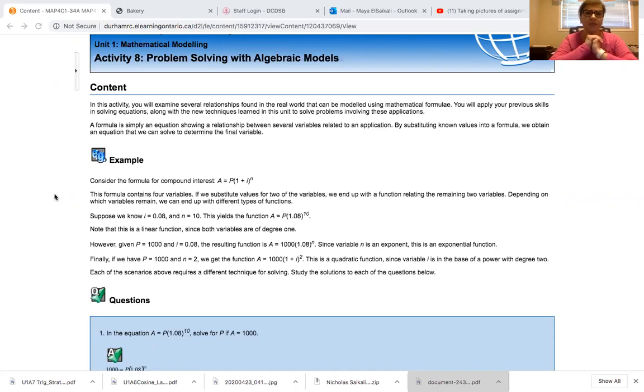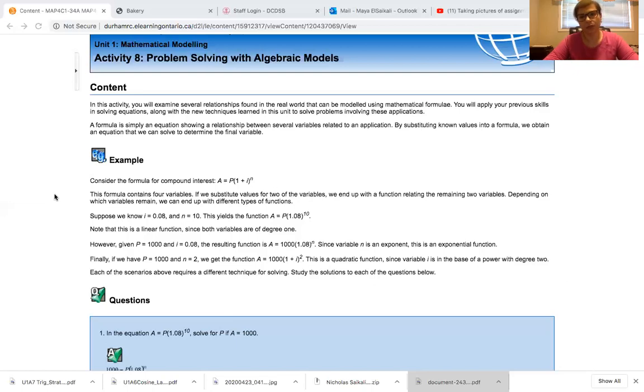The first example says, consider the formula for compound interest A equals P bracket 1 plus I to the power of n. If you're looking at this equation, there's four variables. So you have the A, the P, the I, and the N. A is the final amount. So A is the amount of money that you will have after a certain period of time if you're collecting a certain amount of interest.